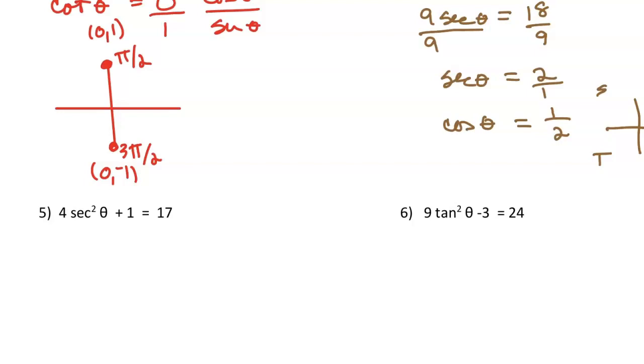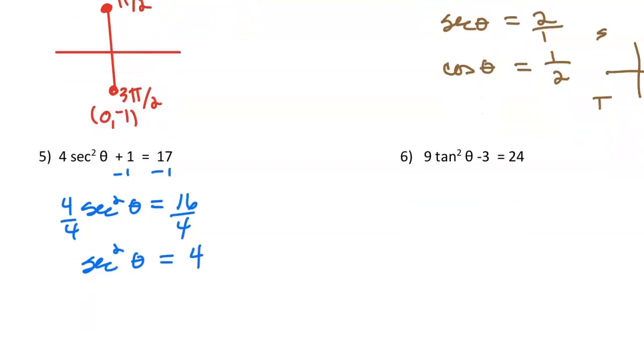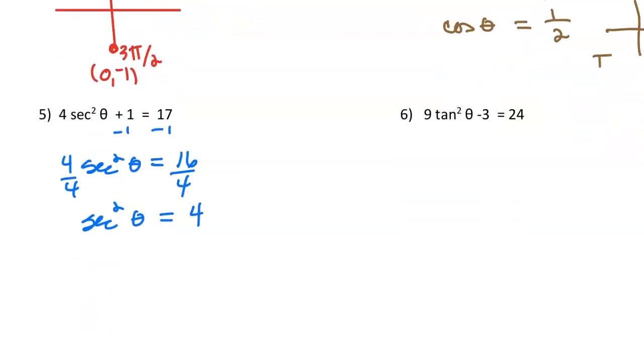Oh, now I have squared. So with a squared function, I'm going to be on the lookout and make sure I handle this correctly. Start the same way. Move the 1 over. I'm getting 4 secant squared theta equals 16. Divide by 4, divide by 4. So that's going to give me secant squared theta equals 4. Now, I don't want secant squared theta. I want just to have secant theta. So I'm going to take the square root of both sides.